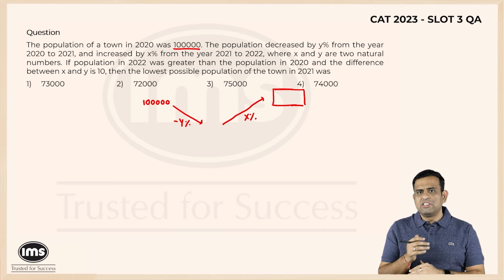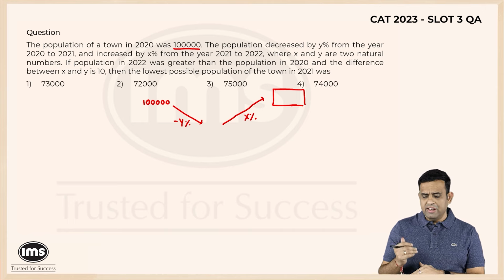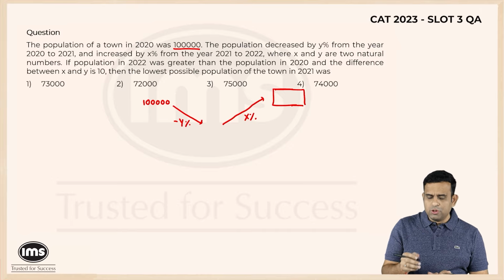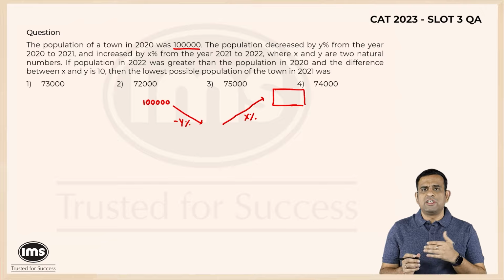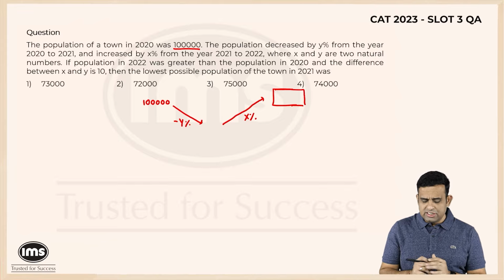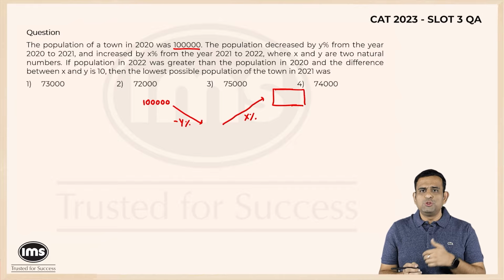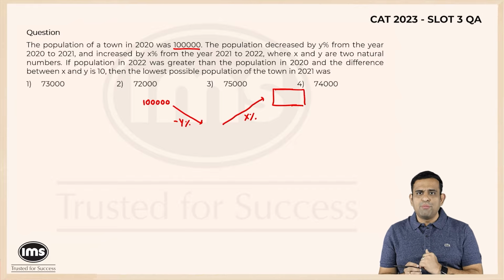When I decrease something by y% and then increase by x%, it is not offsetting. I need the offset to be slightly positive. Or one can think along the lines of successive percentage changes. So an increase of A and then an increase of B leads to A plus B plus AB upon 100.